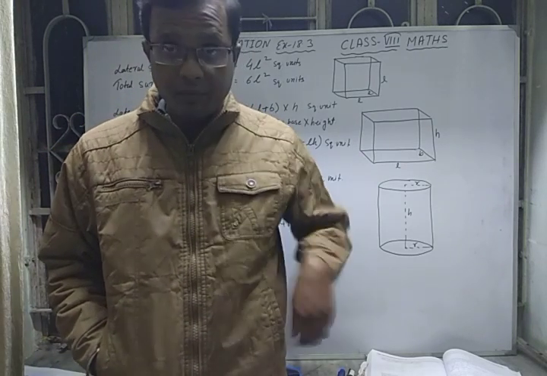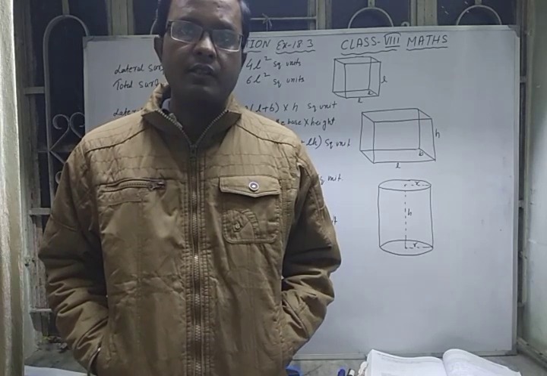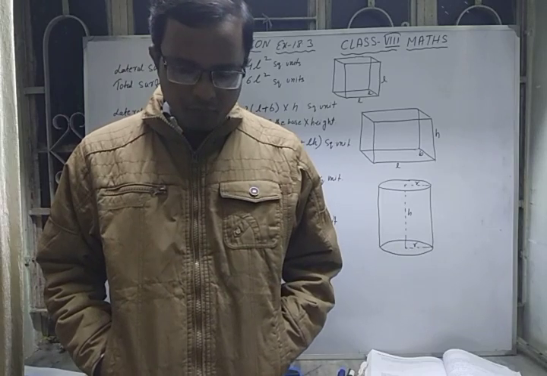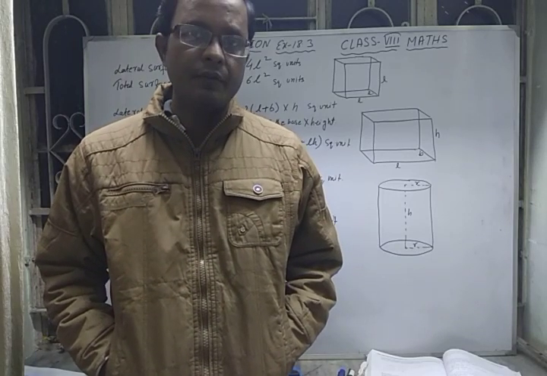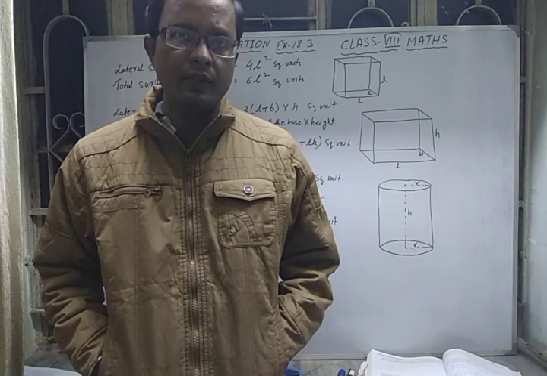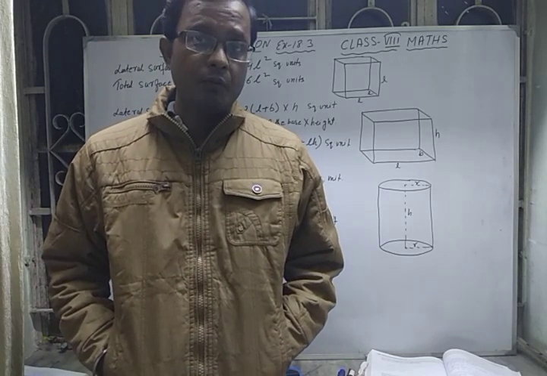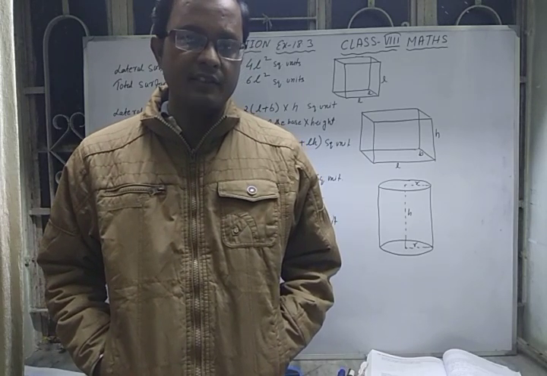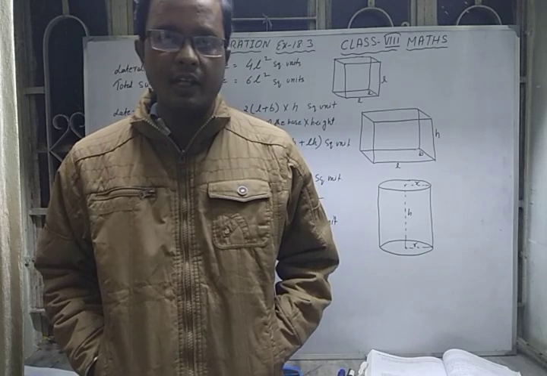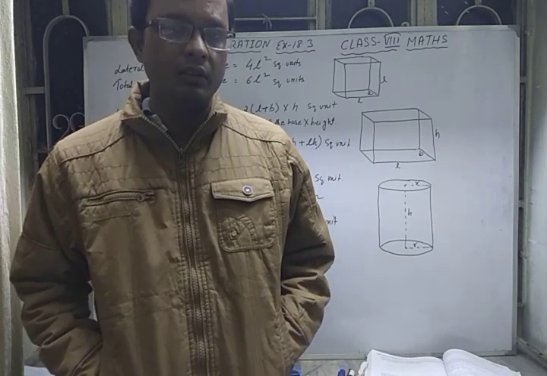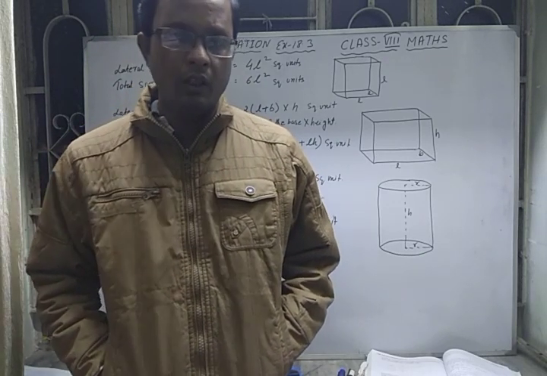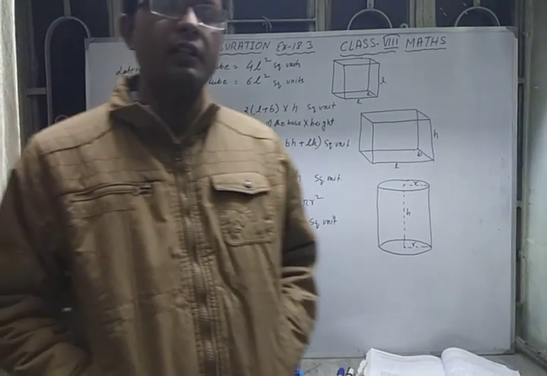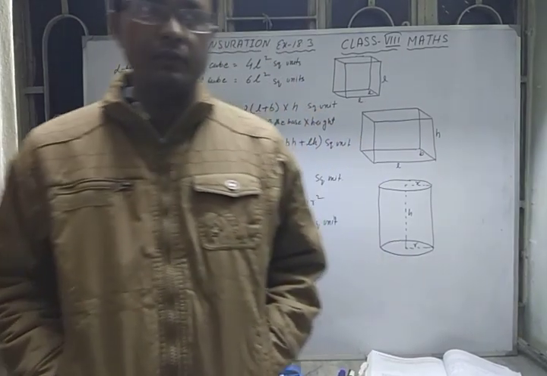So by continuing this chapter again, today I will start the new exercise, that is 18.3. But before going to the questions of 18.3, I am going to discuss with you some formulas of cube, cuboid and cylinder. Again, in the last exercise we have done about the area and the volume. Now today we will do the area of three-dimensional figures, that is cube, cuboid and cylinder.